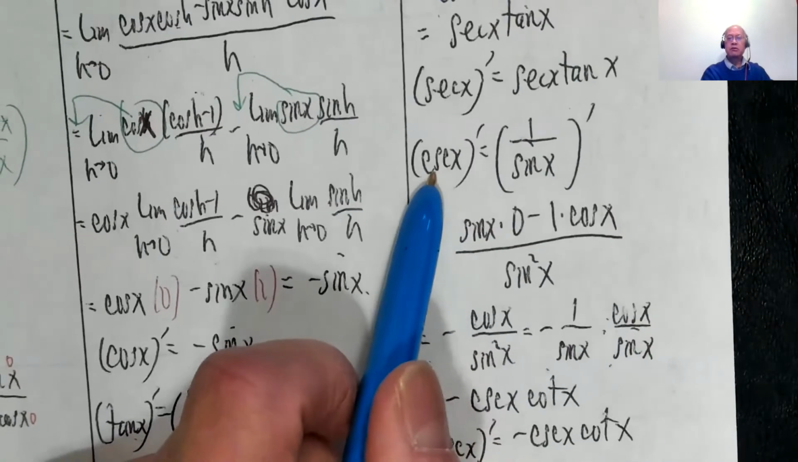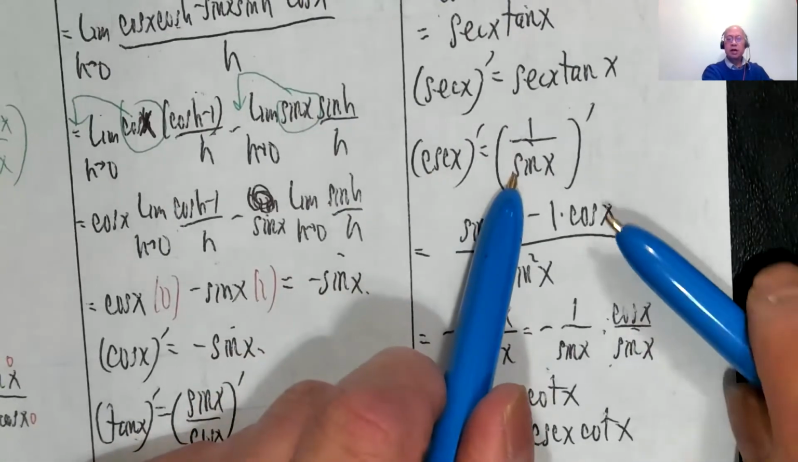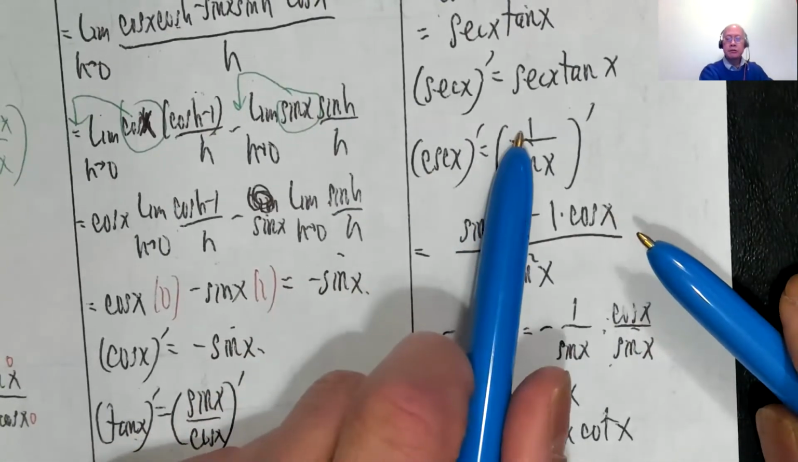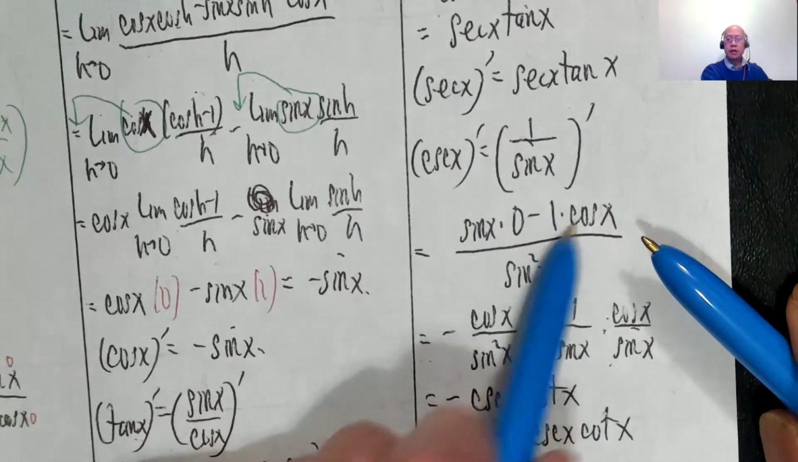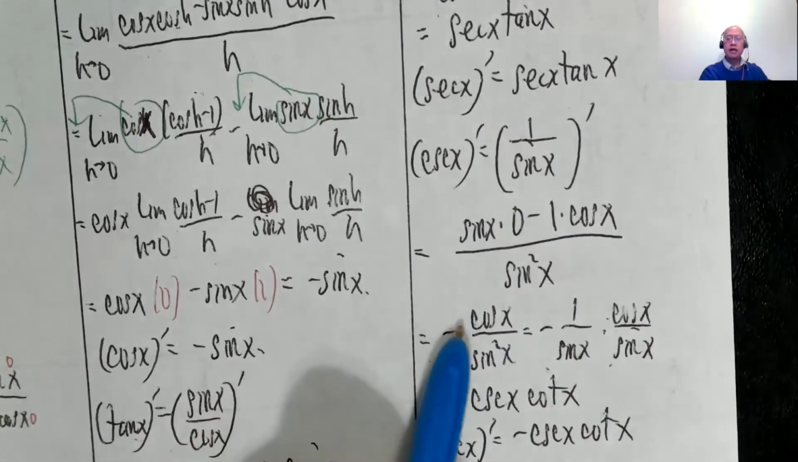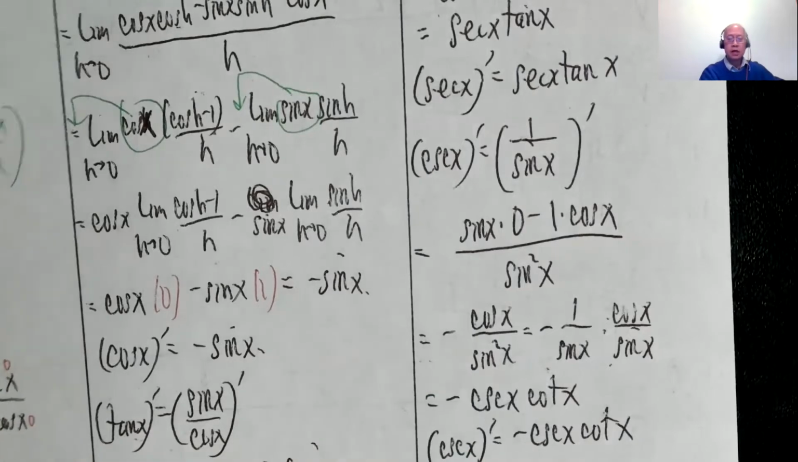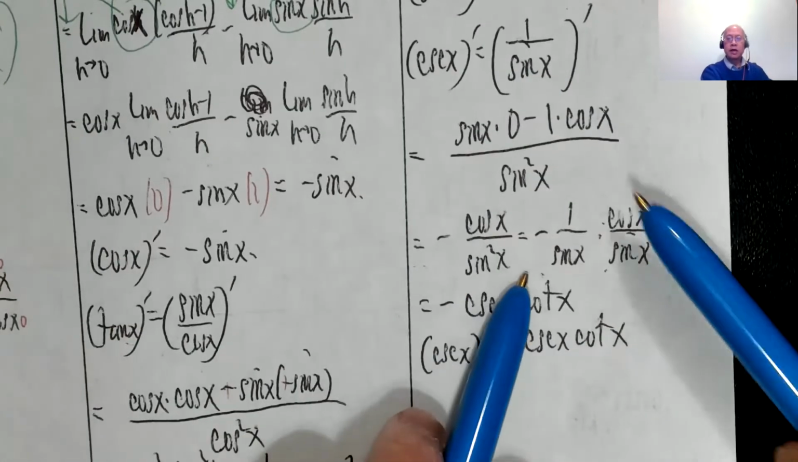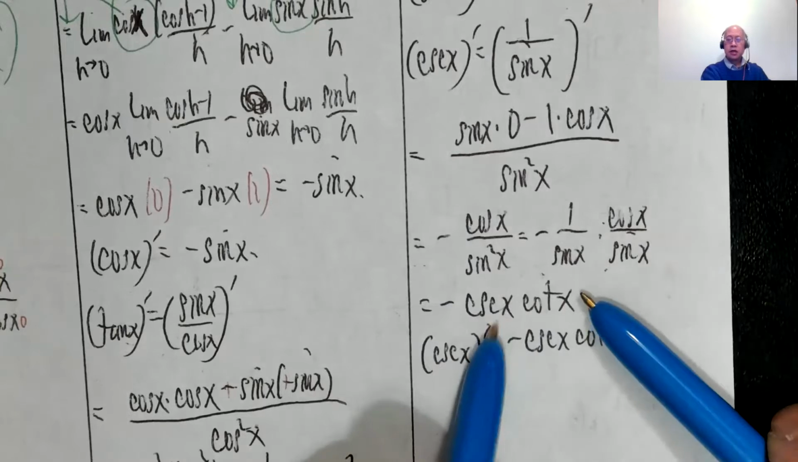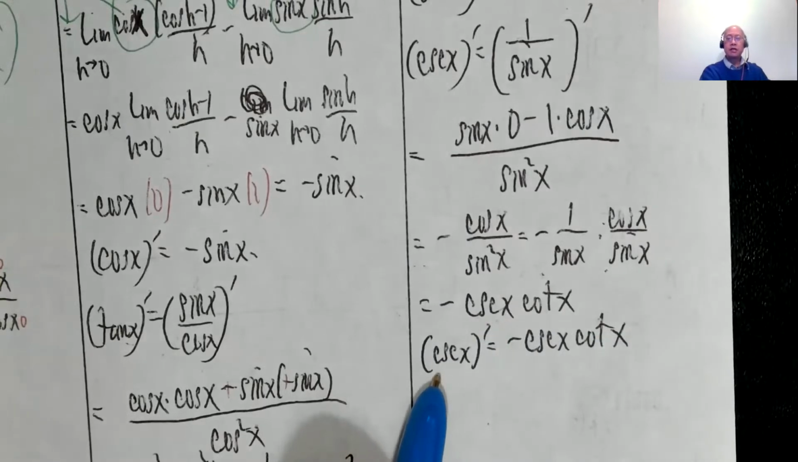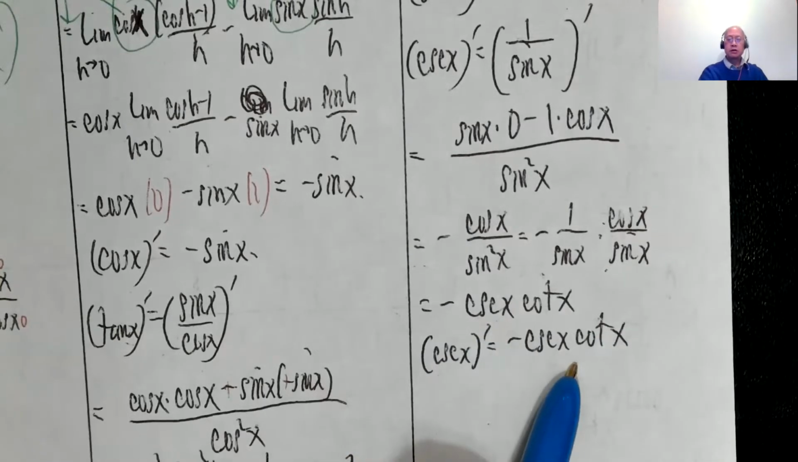And finally, the derivative of the cosecant, treated as 1 over sine. So again, bottom times derivative of the top, 0, minus the top, 1, times derivative of the bottom, cosine x, all over sine squared x. So negative cosine x over sine squared x. Break this up into 1 over sine times cosine over sine. This is cosecant, this is cotangent. So the derivative of cosecant x is negative cosecant x cotangent x.